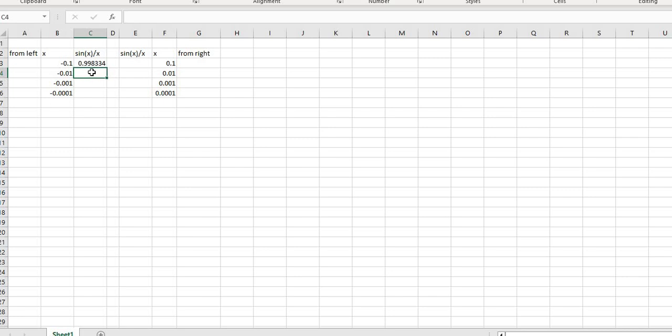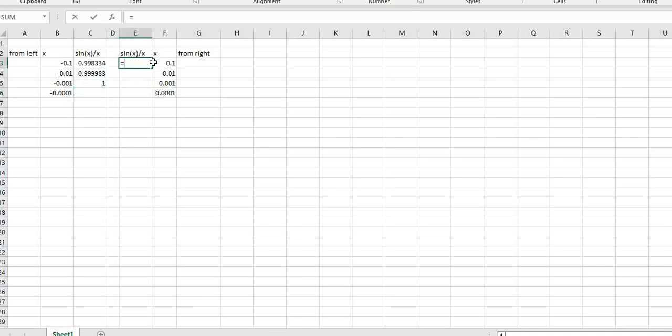So sine x over x at negative 0.1 is already 0.99. Now let's do one more step. Equal sign, sine of this cell, close parentheses, divided by this cell. Getting closer to 1. And one more step, sine of this value, close parentheses, divided by, again, this cell. It already converged on the third step, on the left.